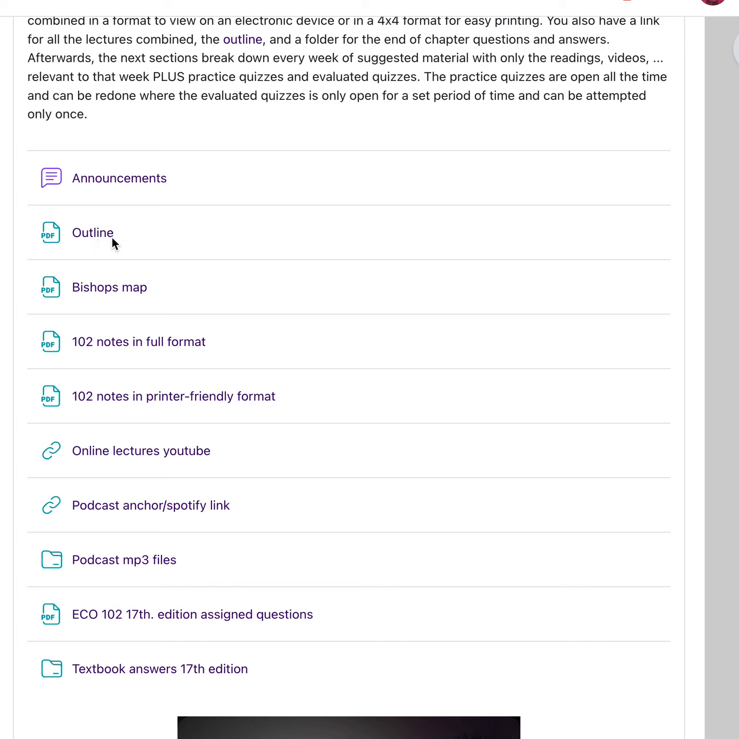So the outline I'll be going through in a second. The Bishop's map is to show you the campus map. If you wanted to come see me at my office, it's going to be the building that's circled on the map. And then you have my notes either in full format or printer friendly format. So if you want to look at it on a computer or cell phone, tablet, you would use this. And if you wanted to print it, you would use this.